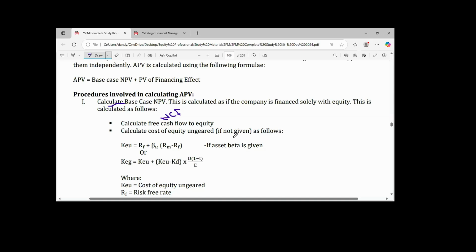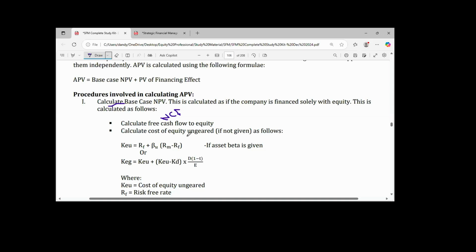So depending on the information of the proxy given to you, that will tell you the cost of equity ungeared that you are going to calculate. This cost of equity must be ungeared. Anything that has to do with financial risk should not be involved. So you have to remove everything, anything financial risk should be removed. So that's why it is called cost of equity ungeared.